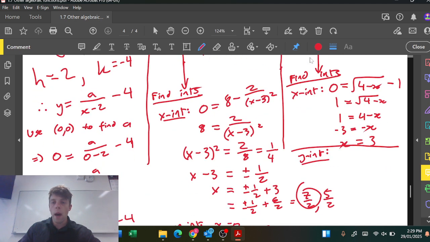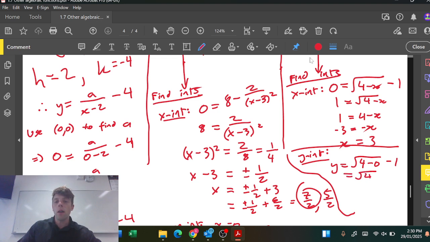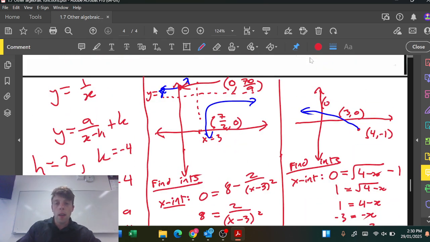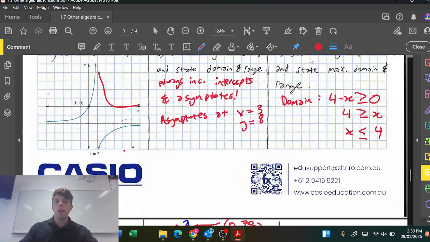Then we're going to find the y-intercept. To do that, we let x equal 0. So we have y equal to the square root of 4 minus 0, minus 1. That's equal to the square root of 4 minus 1. Square root of 4 is just 2, so 2 minus 1, and that's just 1. So that's our y-intercept right there, 0, 1, and we're done. That's all we need to include: the endpoint and the two intercepts. So always include asymptotes, intercepts, and endpoints. Don't forget to include those as well.